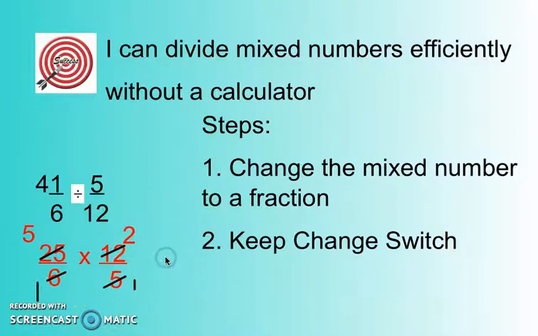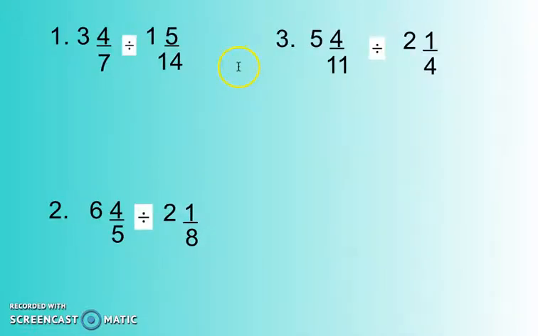And so we get 10 over 1, which is the same as just 10. And so our answer is 10. 4 1/6 divided by 5/12, the quotient is 10. Okay, so let's look at a couple more problems.